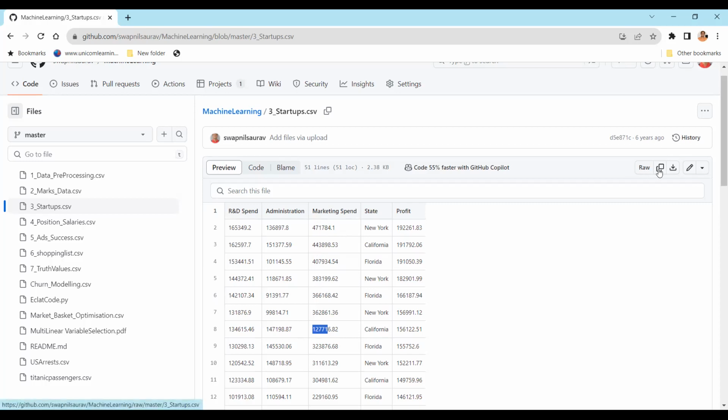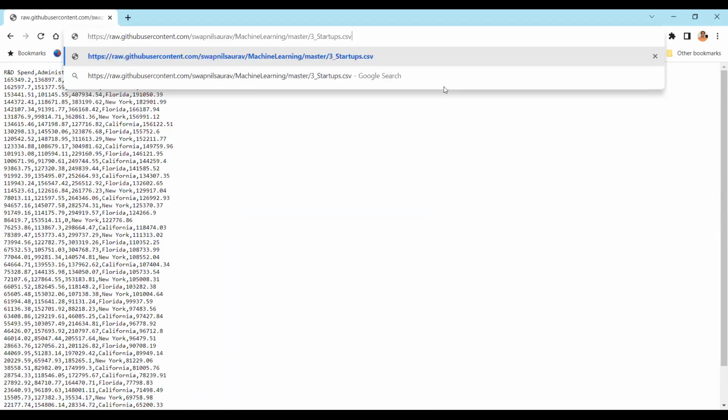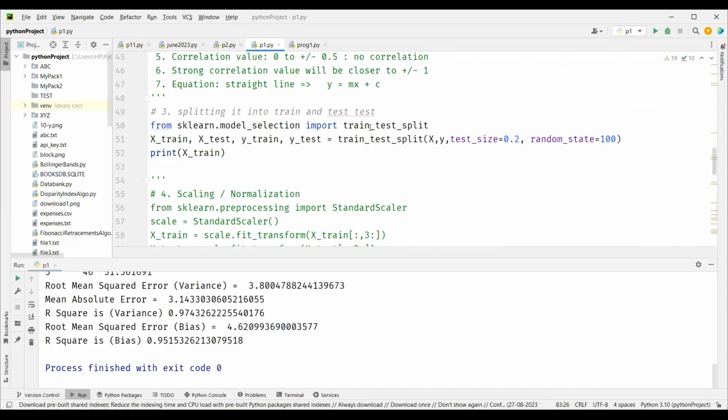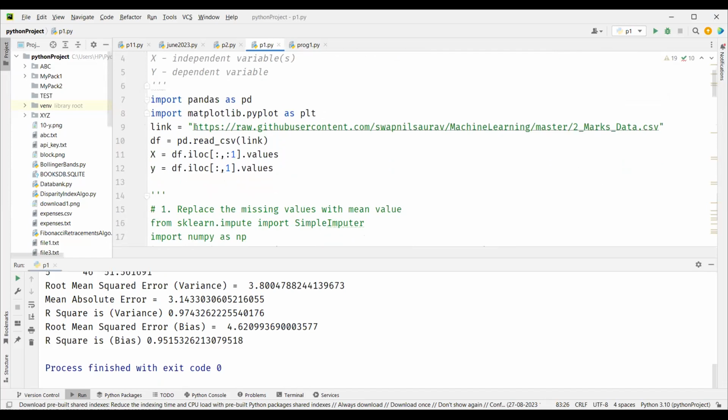Okay, so let's read this data. I'm going to click on raw and copy this link. And now we will go to PyCharm. This is the same program as yesterday. I'm going to replace this with this value. Now X here is columns 0, 1, 2, 3, 4 columns, so I need to put 4 here. And Y will be the 4th column.